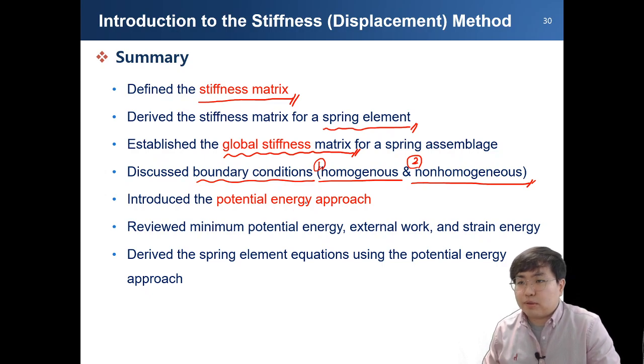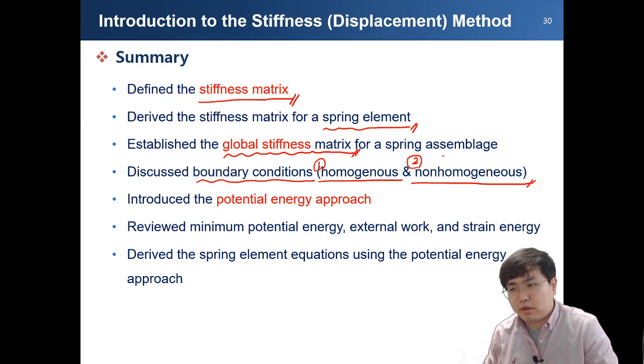We also learned how to assemble the global stiffness matrix equation. We used the direct stiffness method. However, I also introduced the potential energy approach method to derive the global stiffness matrix equations. So maybe in chapter 3 and chapter 4 we are going to use the direct stiffness method.